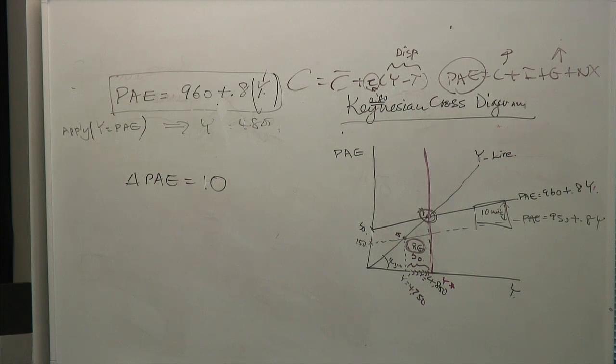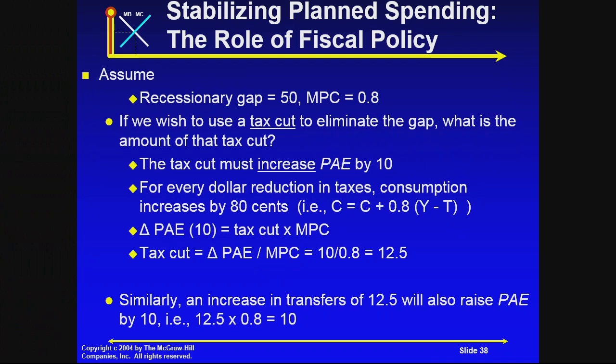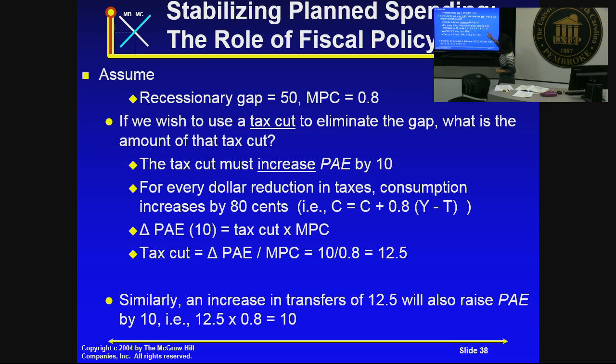So write this down, this is important. For every dollar reduction in tax, consumption increases by 80 cents. So remember that we say disposable income is Y minus T. So if you put $1 here, if Y minus T is $1, then consumption will go up by 80% of that. So we're not touching that, that should be C bar. So the change in PAE is basically the tax cut times MPC, because that's your tax, which is negative, multiplied by that MPC, then you get the change in PAE.